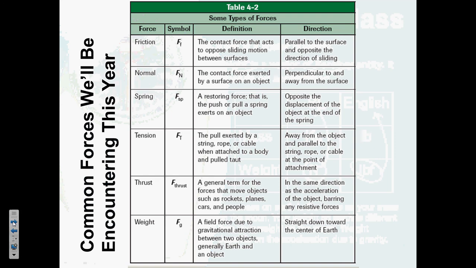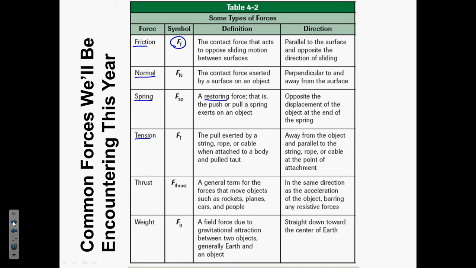We're going to see a bunch of forces throughout this semester. The first one is friction. Friction always opposes motion. So if you're moving to the right, friction will always be to the left. If you're moving down a hill, friction acts up the hill. The normal force, I mentioned before, is a supporting force that lifts an object. Springs can push or pull if you squeeze them together or stretch them out. That's why they call it a restoring force.